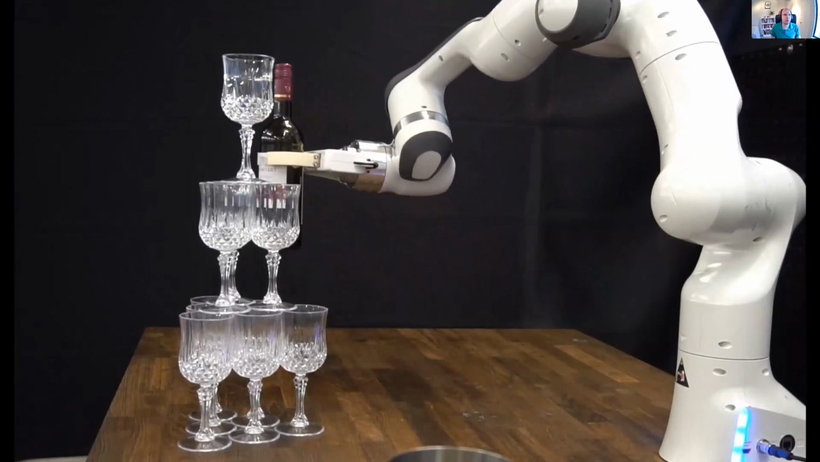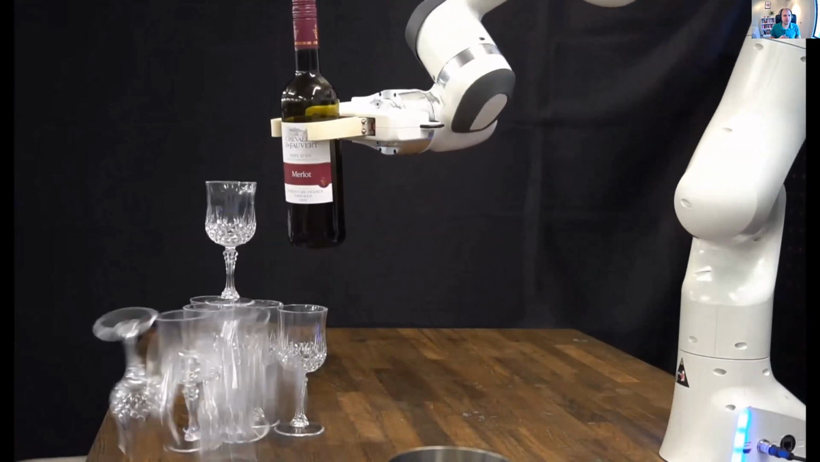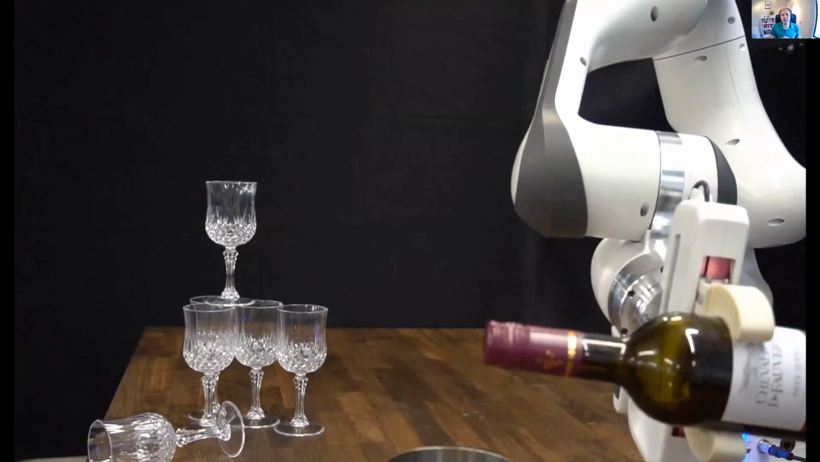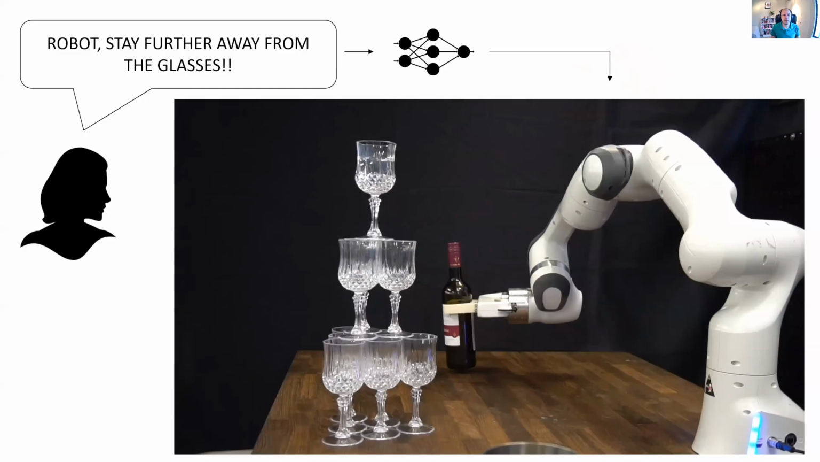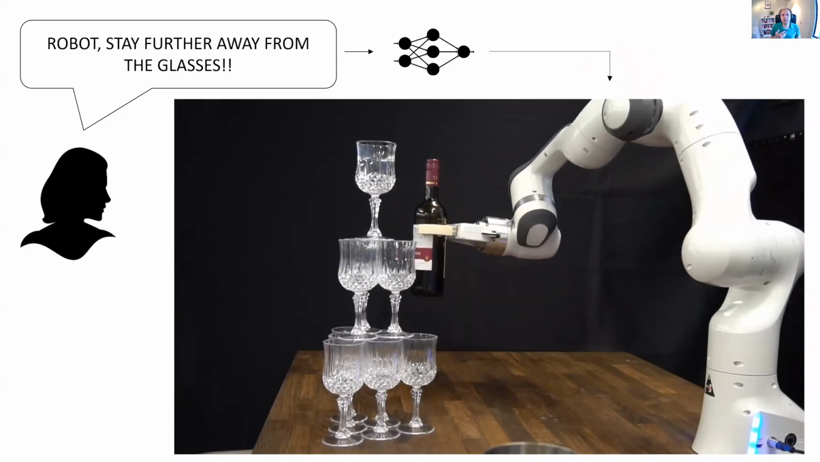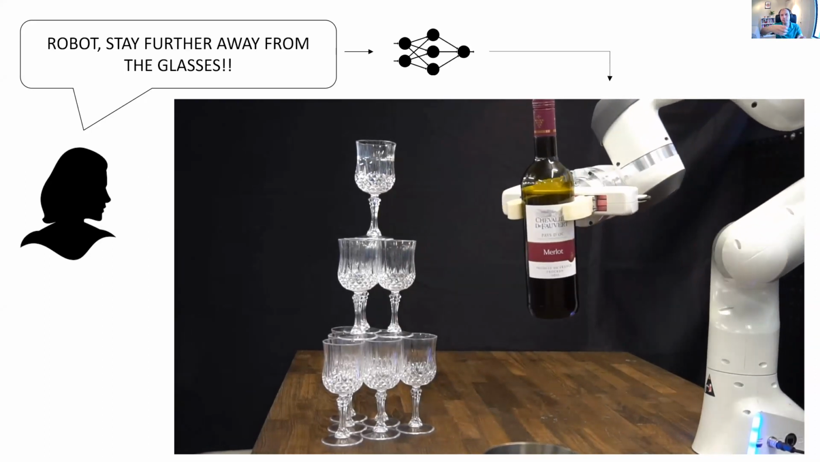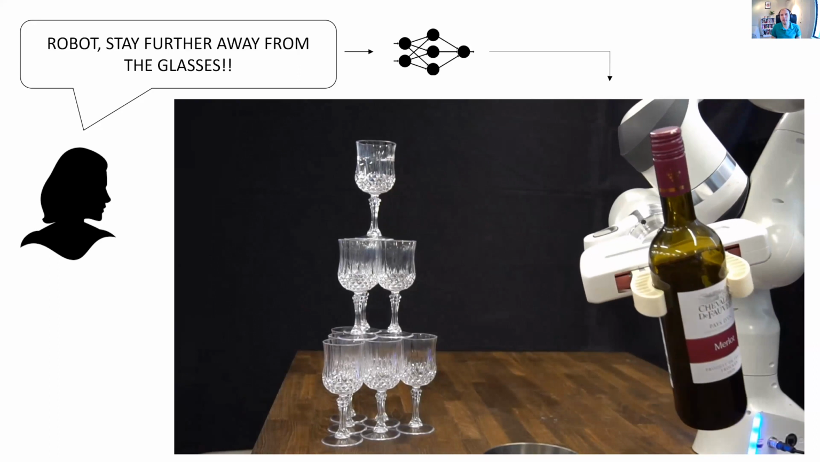To make things a little more concrete, we're trying to work on scenarios like this, where a robot is doing something initially that is not optimal, and then you give a natural language command to the robot, like stay further away from the glasses, and the robot shapes its behavior to obey your language command.